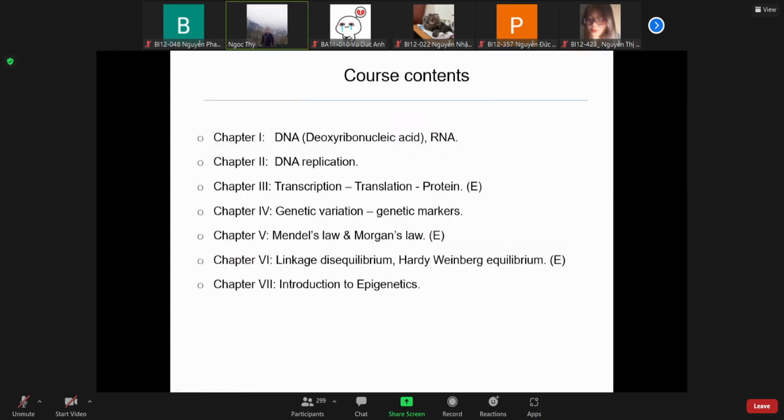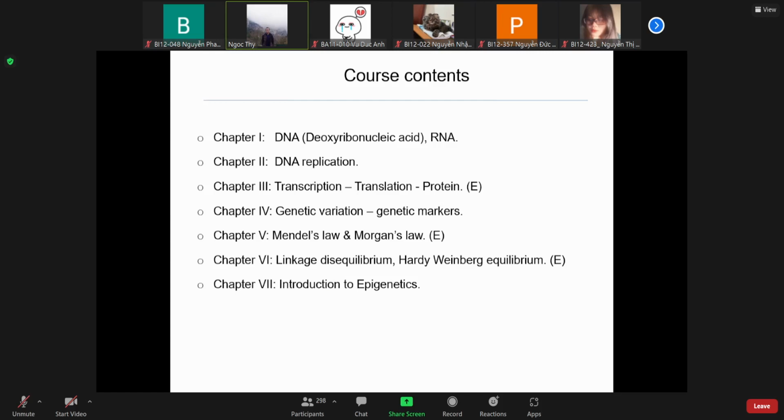So during the course, we will discuss the 7 most related topics of genetics that I have divided into 7 chapters. For the first chapter, we will discuss what is DNA, what are genes, and what is RNA, and what is the structure of DNA, RNA and the genes. In chapter 2, we will further discuss the mechanism of DNA replication, how DNA is replicated inside of a nucleus cell.